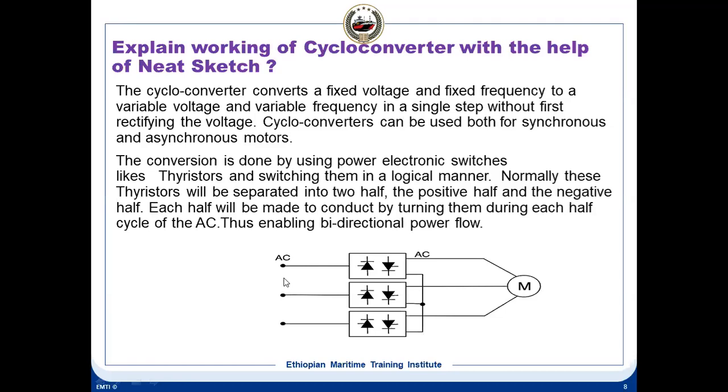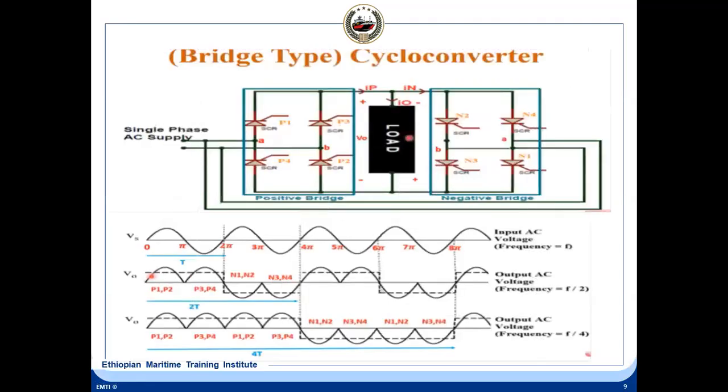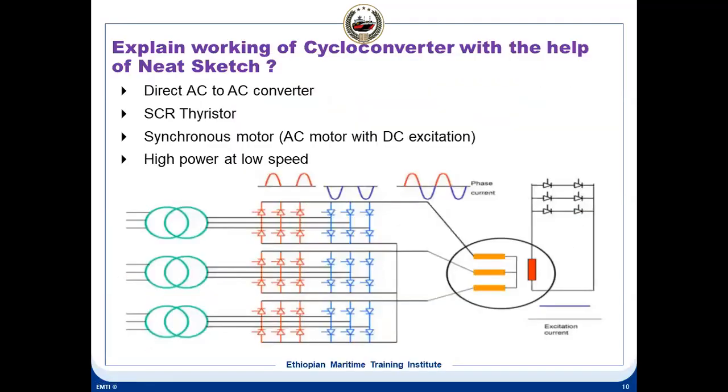This was used in passenger ships before. Nowadays most passenger ships use either the load commutated inverter or the VSI converter. So these three converters are very important, and here you can see a cycloconverter.